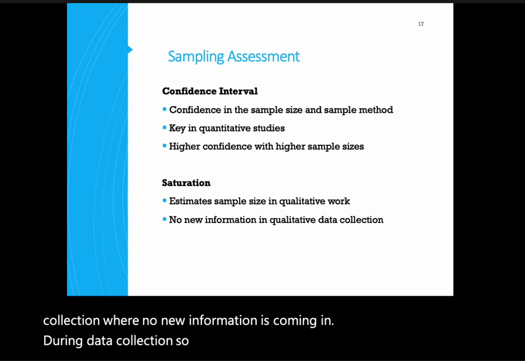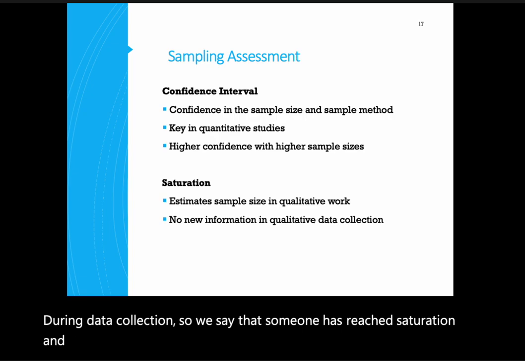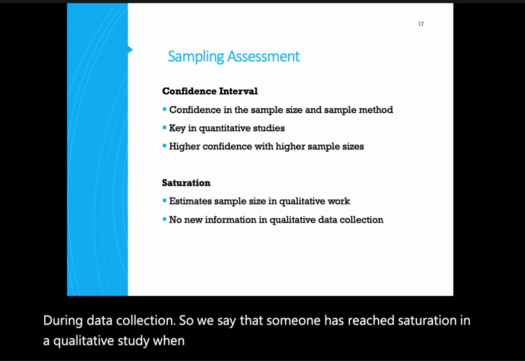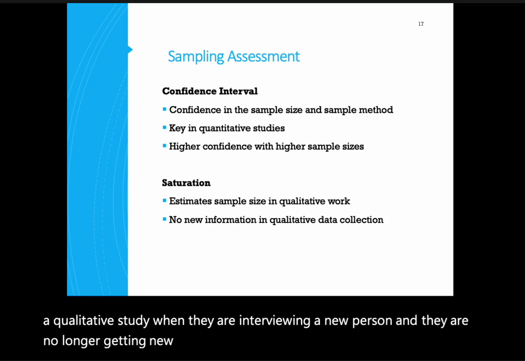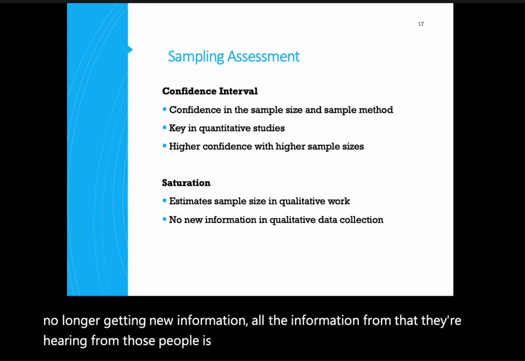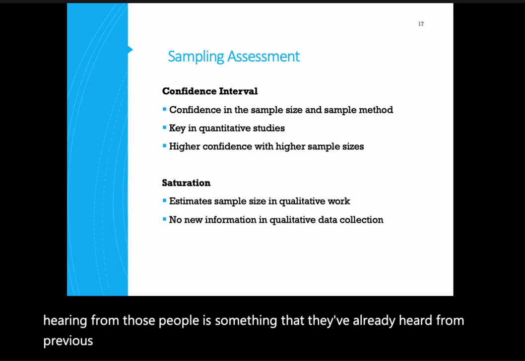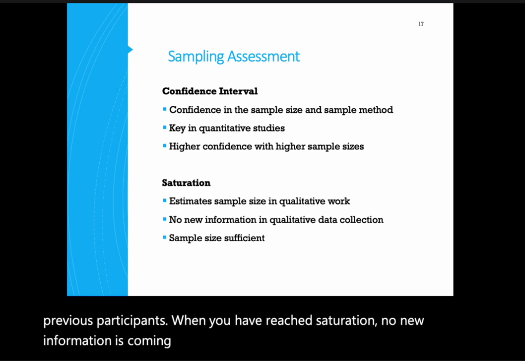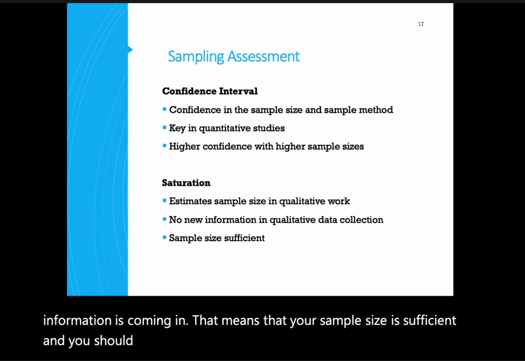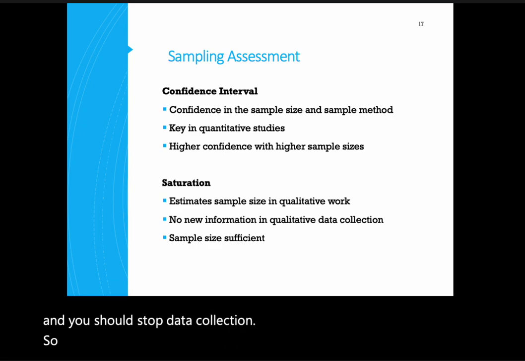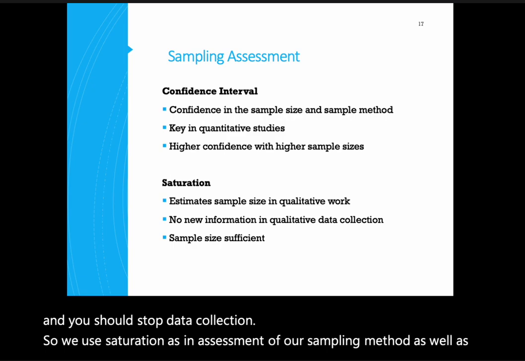So we say that someone has reached saturation in a qualitative study when they are interviewing a new person and they are no longer getting new information. All the information that they're hearing from those people is something that they've already heard from previous participants. When you have reached saturation, and no new information is coming in, that means that your sample size is sufficient and you should stop data collection. So we use saturation as an assessment of our sampling method as well as our sample size.